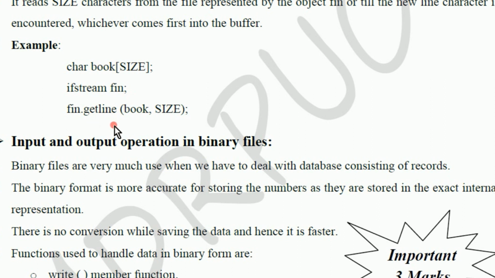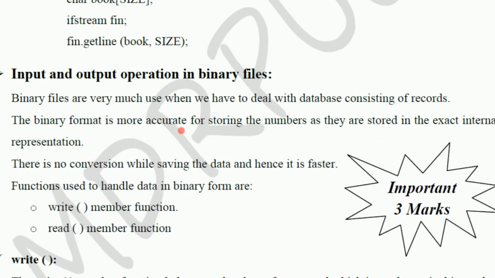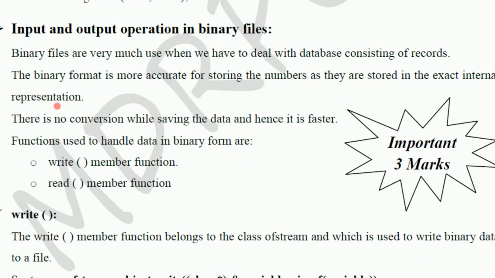Example: char book[size]; ifstream fin; fin.getline(book, size). That means book is an array with size, maybe for example, book[80]. Then 80 characters we can store in the array called book. fin.getline(book, size). So by using this getline function, we can read 80 characters from the file into the book.